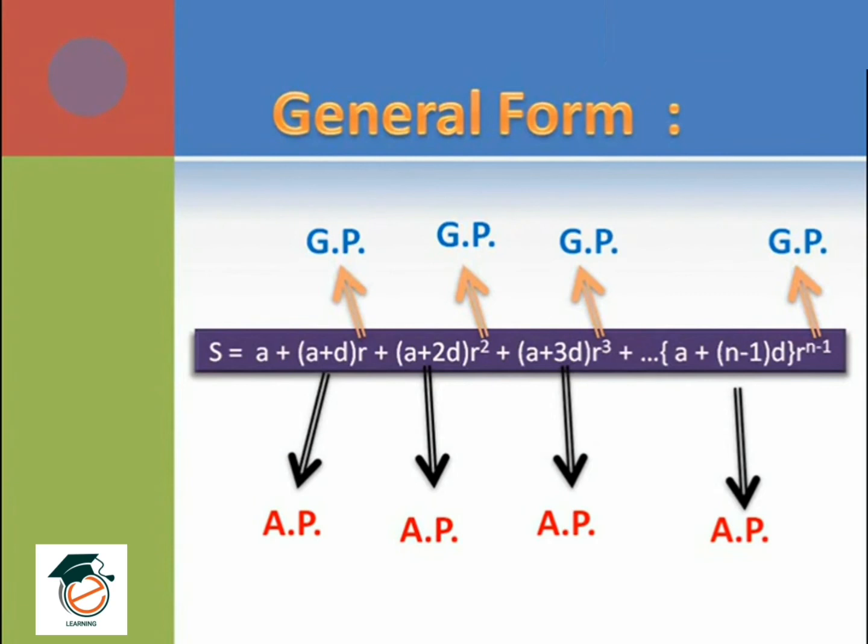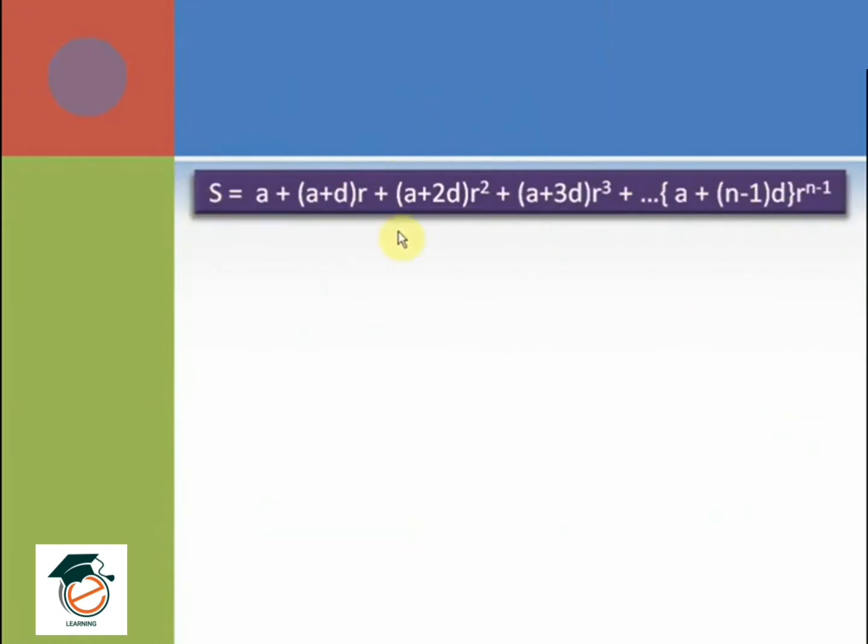So we see that each term is the multiplication of a term in AP and a term in GP. Similarly, this is a term in AP, this is a term in GP, this is a term in AP and this is a term in GP again, and so on up to this term. So the general form could be written as (A plus D) into R plus (A plus 2D) into R square plus (A plus 3D) into R cube and so on up to (A plus (n minus 1) into D) into R to the power of n minus 1. This is the sum of all these terms which are in arithmetico-geometric series.